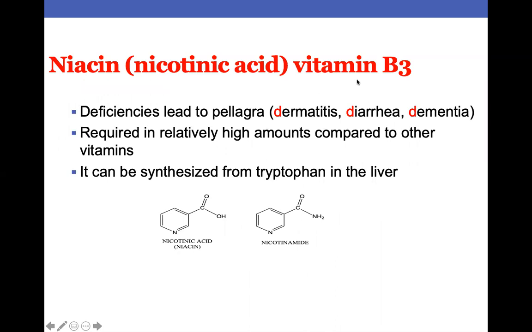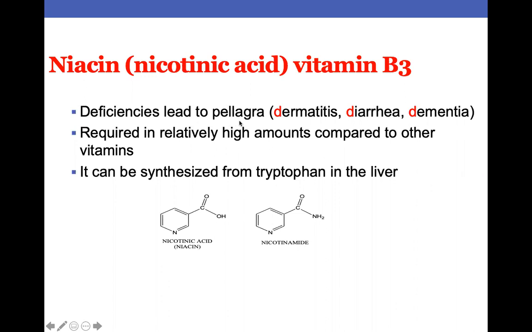Okay, now we're on vitamin B3, which is called niacin. Again, I just use the same thing that I used before, where for vitamin B3 there are three things I need to remember: dermatitis, diarrhea, and dementia. These three symptoms presented together are called pellagra.